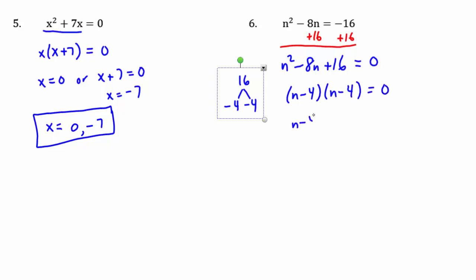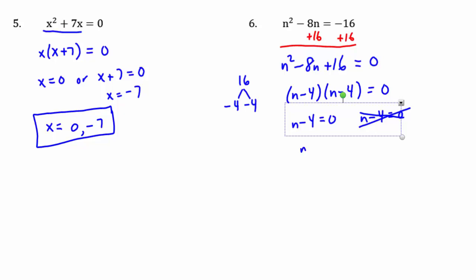So when I break this up, when is n minus 4 equal to 0, or when is n minus 4 equal to 0? Well, actually, isn't that the same equation? So we only have to solve one of them. Thus, we'll only have one answer here, and this is when n is equal to 4.